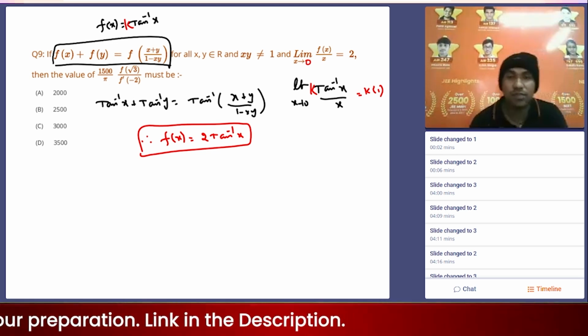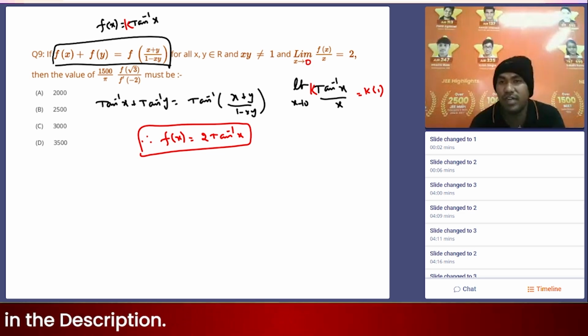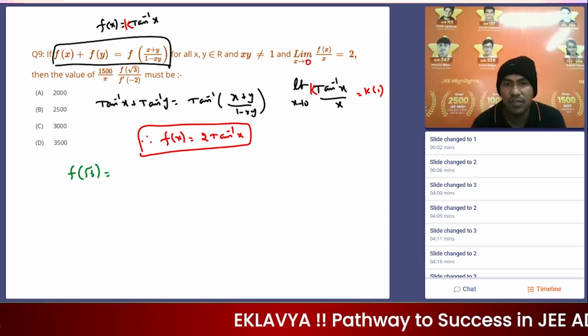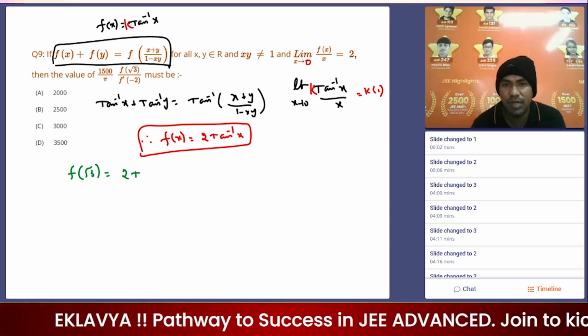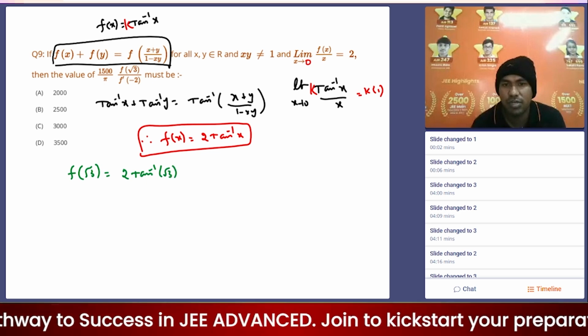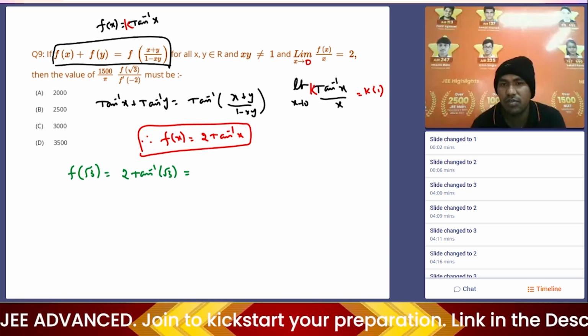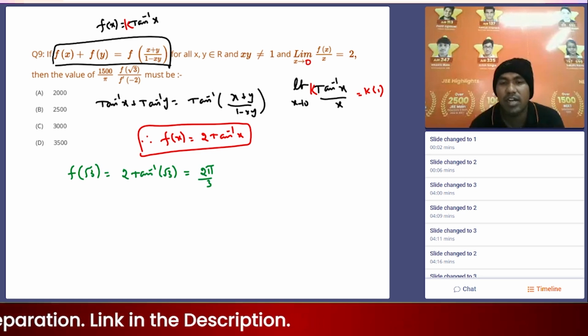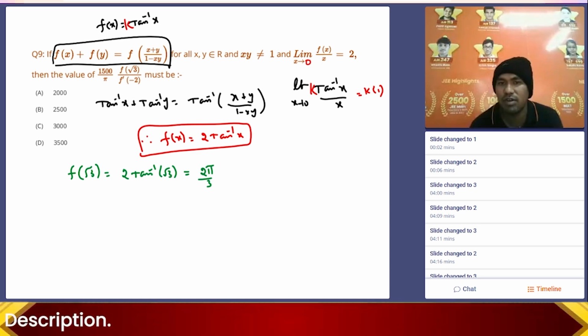They are asking us to find this value, 1500 by pi times f of root 3 by f dash of minus 2. So we need f of root 3. If I take f of root 3 value, that will be 2 tan inverse of root 3. You know the tan inverse of root 3 value. How much it is? Very good. 2 pi by 3. Already 2 is there into pi by 3. So that will be 2 pi by 3.